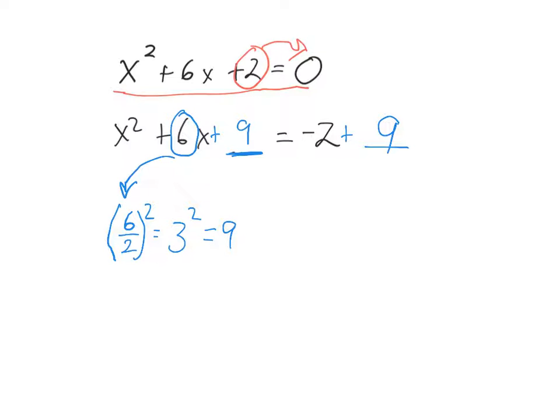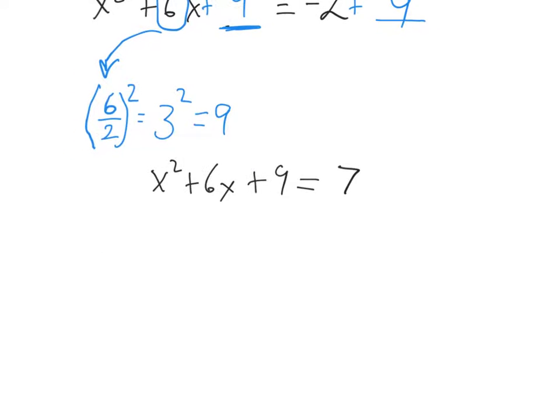And so because of that, I now get x squared plus 6x plus 9 equals -2 plus 9, which is 7. And so now I'm going to factor this equation. There are 2 ways I could do it. I could use the Xbox, which we'll do over here.